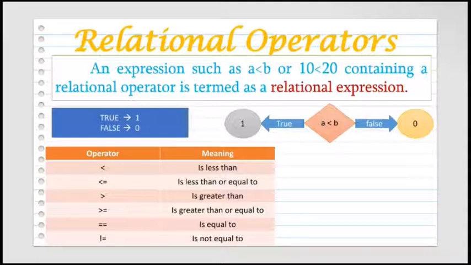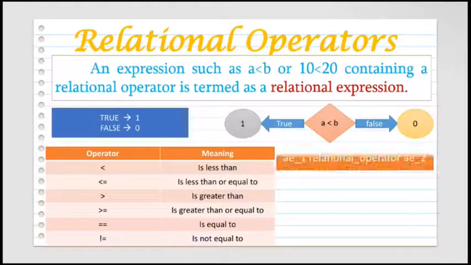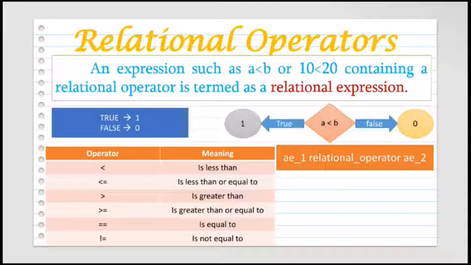A simple relational expression contains only one relational operator and takes the following form: AE1 relational operator AE2. Here AE1 and AE2 are arithmetic expressions, which may be simple constants, variables, or a combination of them.